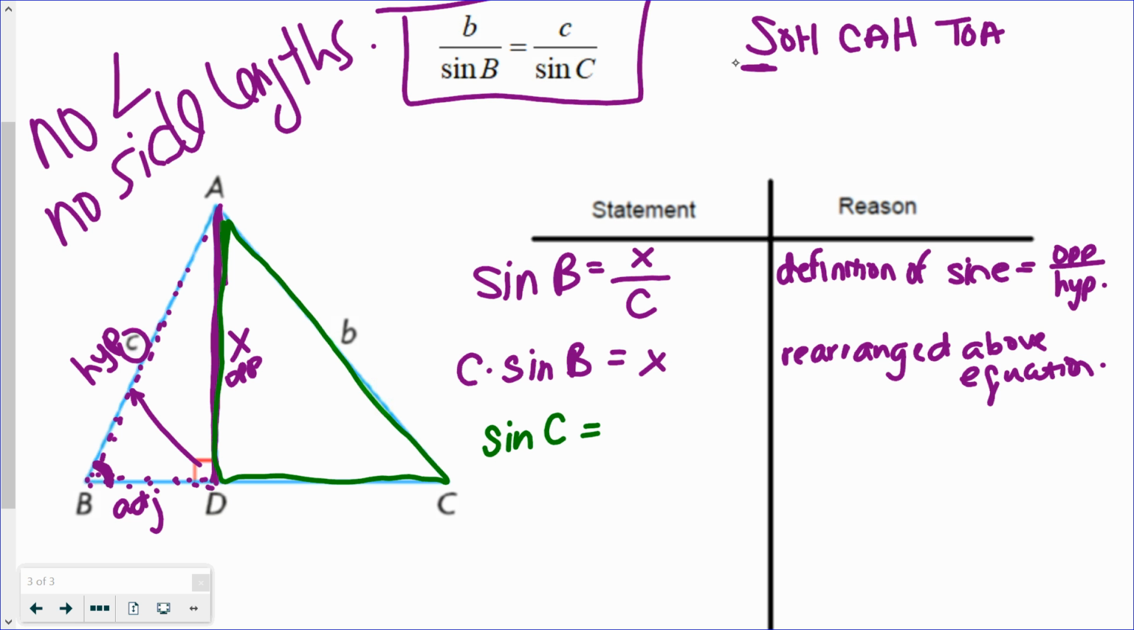So again, our definition for sine is opposite divided by hypotenuse. So if I'm looking at my green triangle, with this as my reference angle, B is going to be the hypotenuse. This, again, is still going to be the opposite, and this would be my adjacent side. So the sine of angle C is equal to the opposite divided by the hypotenuse.